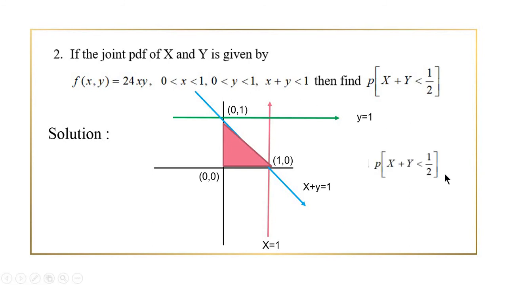Now, let us evaluate this probability. For this probability, x plus y must be less than 1 by 2. We have to find the region where the sum of x and y is less than 1 by 2. So, I am going to draw the line x plus y equal to half. This is the point 1 by 2, 0, and this is the point 0, 1 by 2.